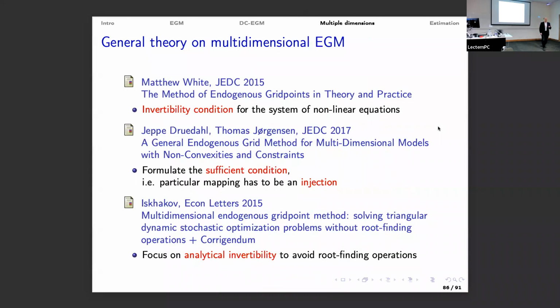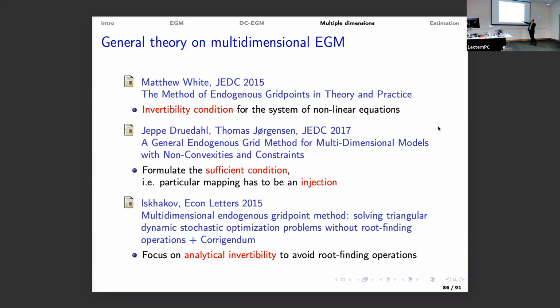Okay, now another question that the literature has addressed was, what is that class of problems where we can apply this nice trick? That's a very practical and important question. There have been several descriptions of the class of models that can be solved with EGM. Essentially, the conditions were, in addition to the regularity conditions on the utility function, you have to have some sort of invertibility or injection conditions on the whole system of nonlinear equations that describe the first order optimality.